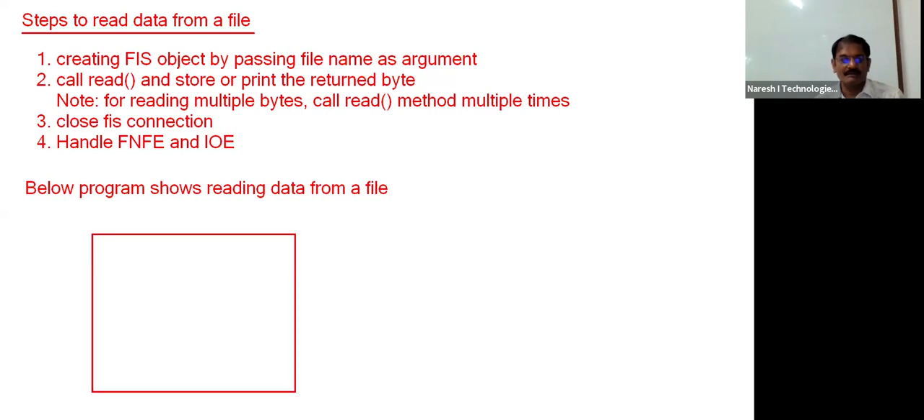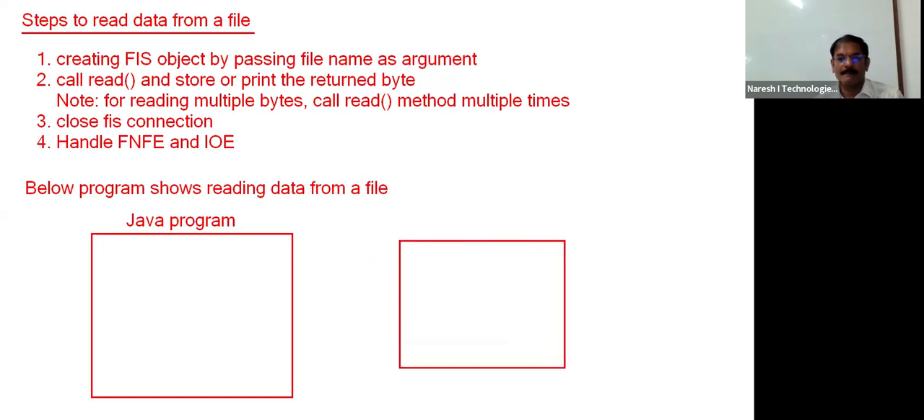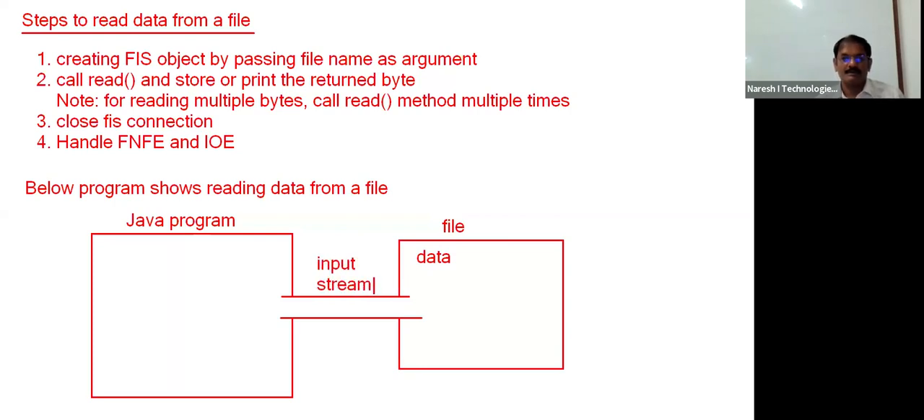Can you draw the diagram on your own? This is the Java program, and this is the file. In this file, I have data. For reading data from the file, I have to create what? A connection. This connection is called what? Stream. Which stream? Input stream. What is that input stream? FIS. This stream is for reading data.